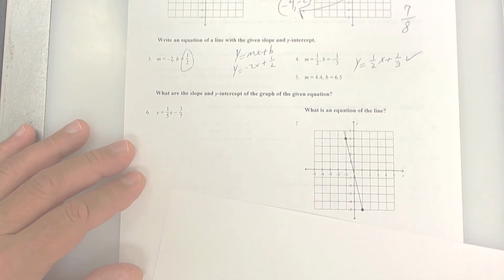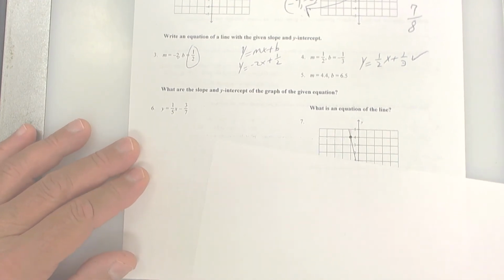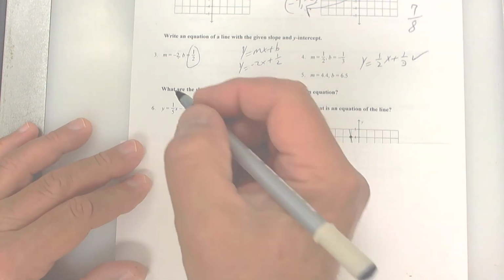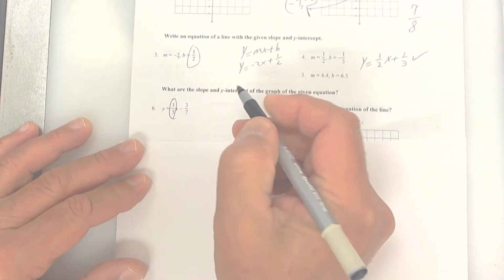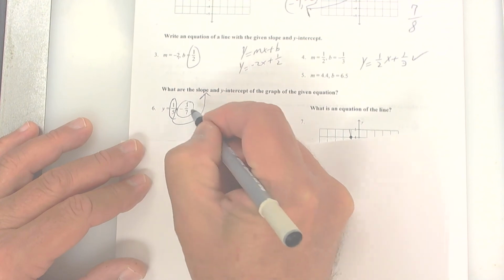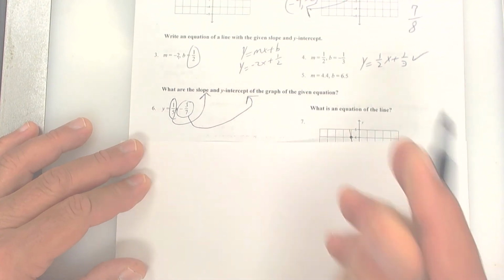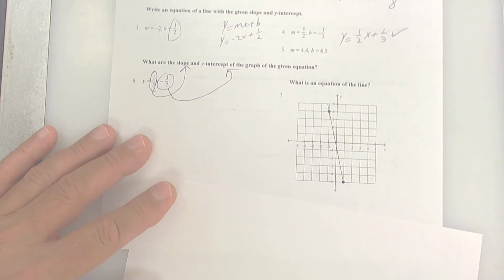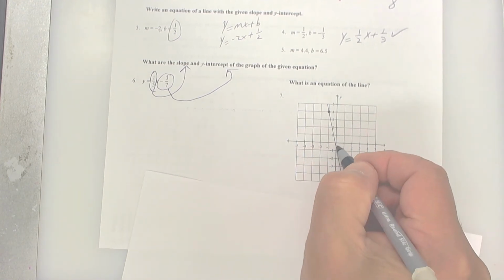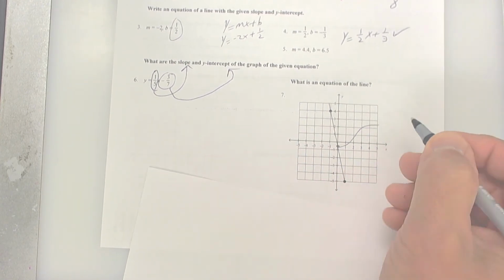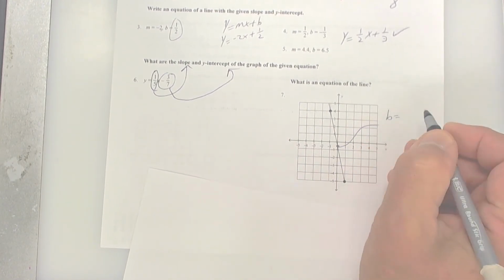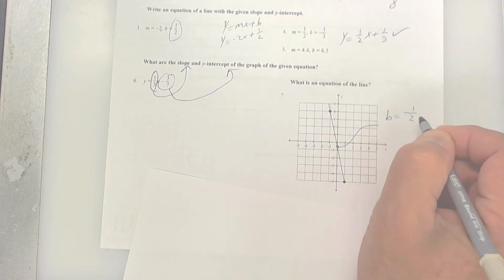What are the slopes and intercepts? Slope and y-intercept. Well, your slope is here. That's your slope. And your y-intercept is a negative 3 over 7. Really simple. The y-intercept here looks like a negative 1/2 is what I'm going to say. So your y-intercept is negative 1/2.